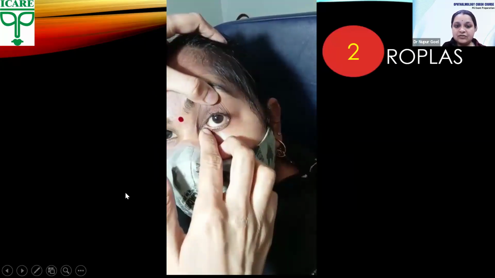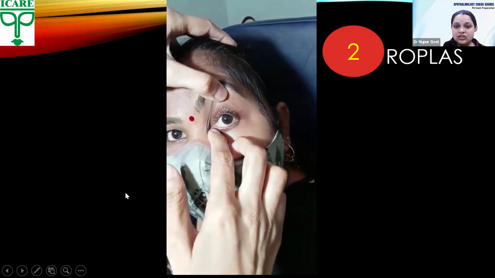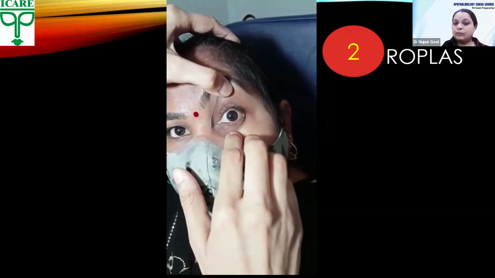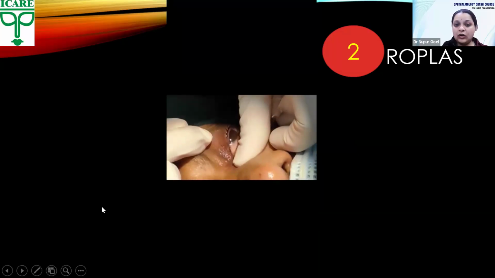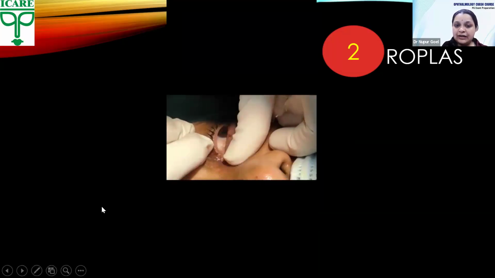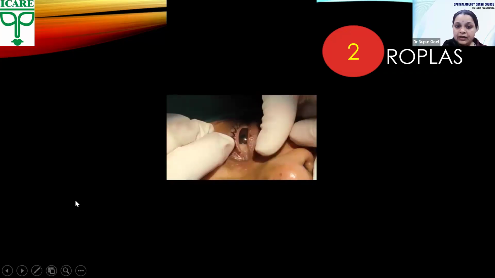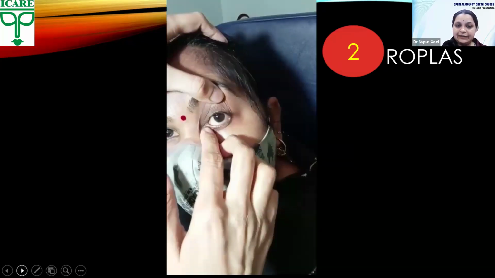So, a quick video to demonstrate. As you can see, when you apply pressure, there is a mucopurulent discharge coming. If you apply pressure anywhere else, you will not get it. Again, applying pressure on the lacrimal sac is where you elicit the regurgitation correctly.